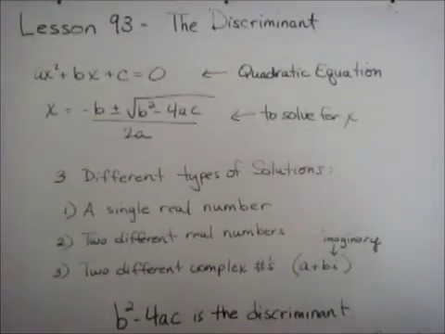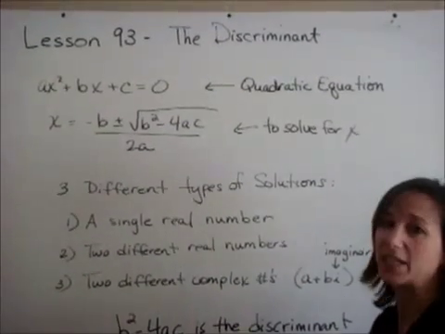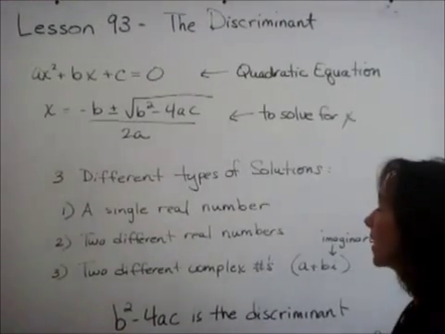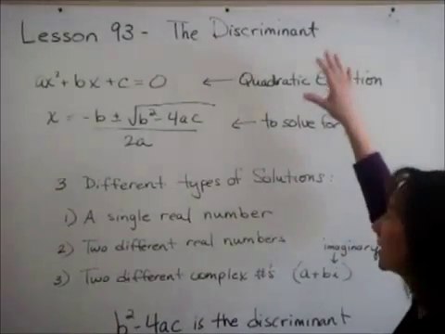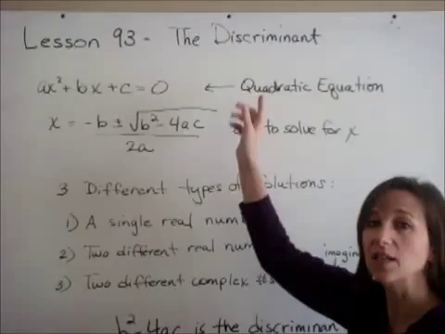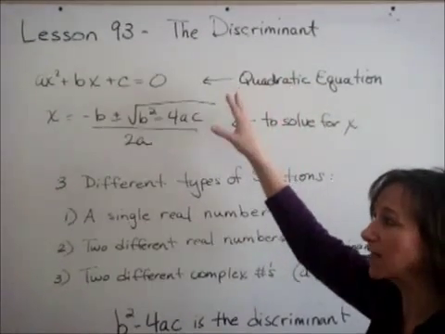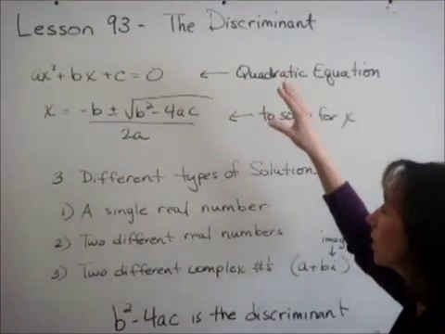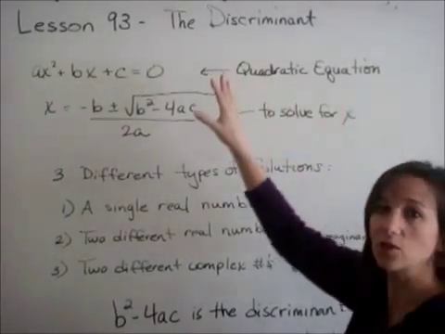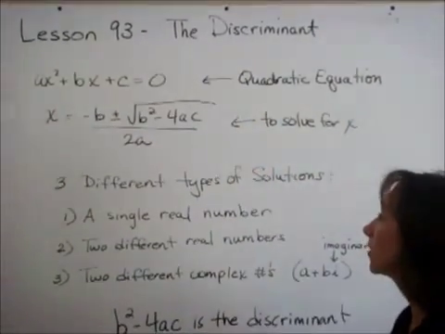Alright, we're doing lesson 93, the discriminant. What we're going to talk about is how we can tell if a quadratic equation has a real solution, an imaginary solution, or one solution or two solutions. And we can do that using a thing called a discriminant.